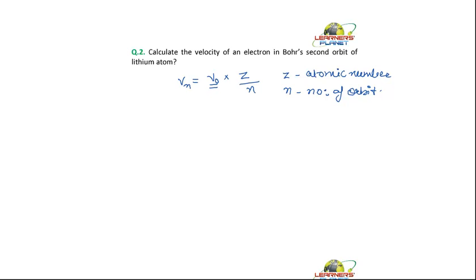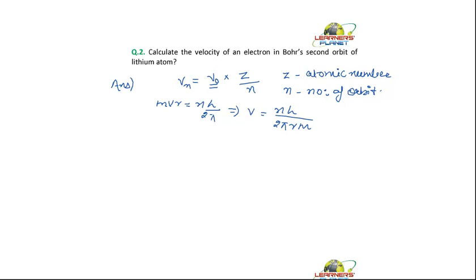Now we know that Bohr postulated that only those orbits are possible whose angular momentum mvr is an integral multiple of h upon 2 pi. So from here your velocity will be equal to nh upon 2 pi r m.